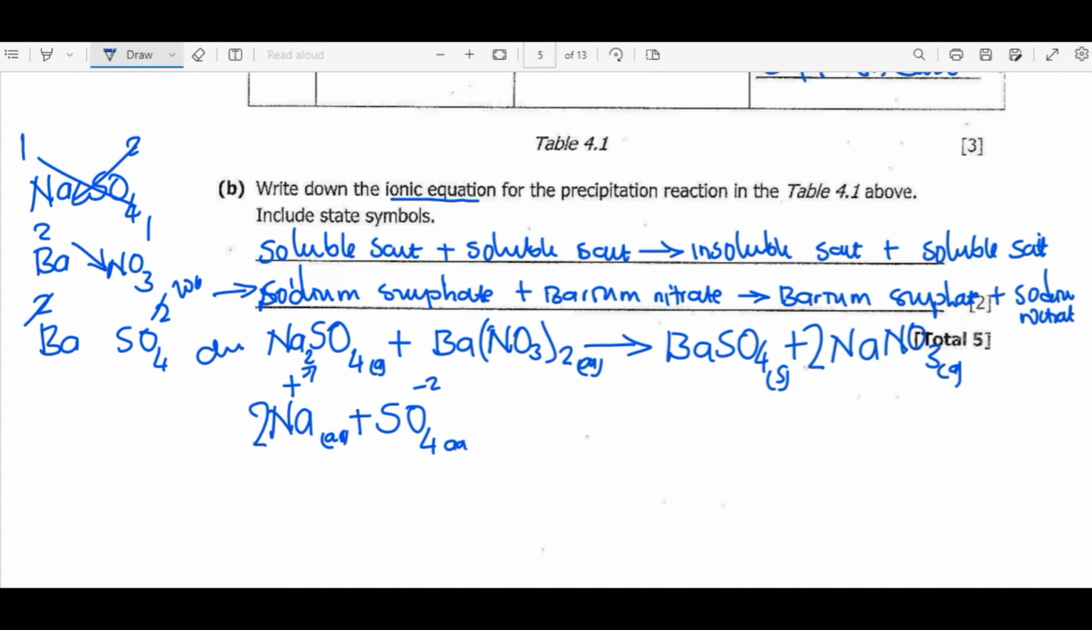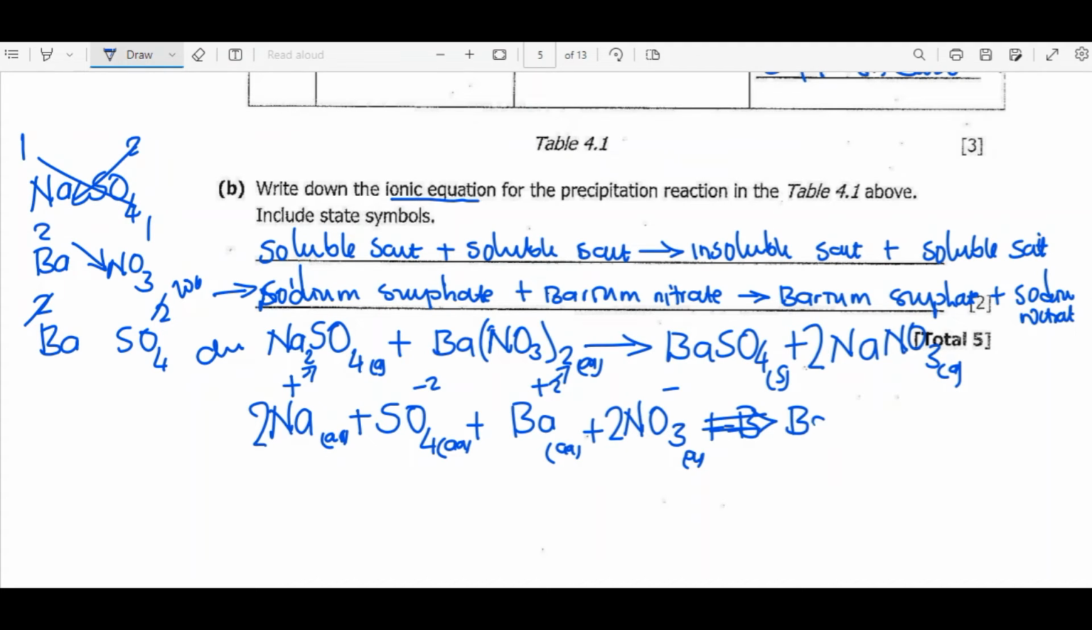minus aqueous, plus here we have barium 2 plus aqueous, plus nitrate has a minus aqueous, then these 2 here will go in front, plus the barium, then this would be the arrow.